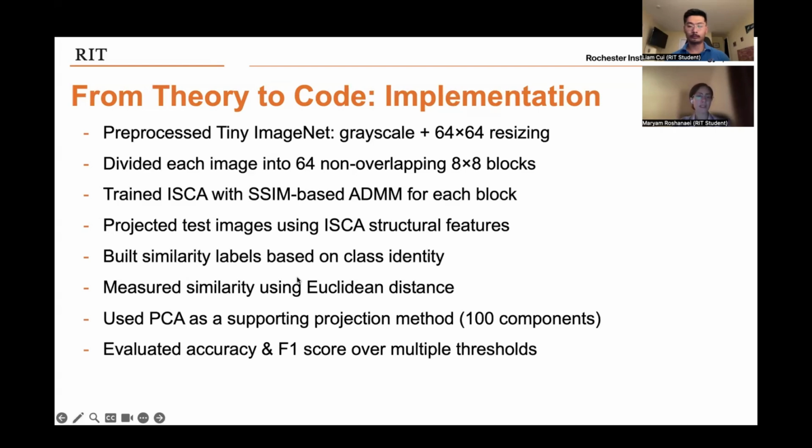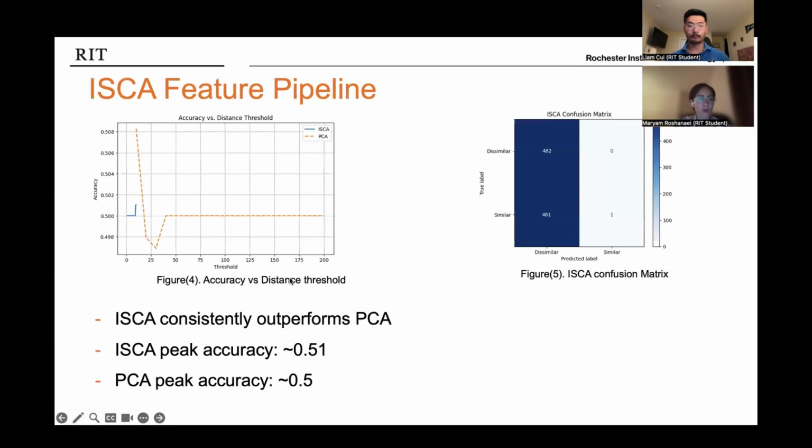In this slide, you can see the overall results of the methods. In figure 4, both ISCA and PCA hover around 50% accuracy across all thresholds. ISCA improves slightly near a certain threshold, but it's minimal. And PCA fluctuates early and then flattens at 50%.